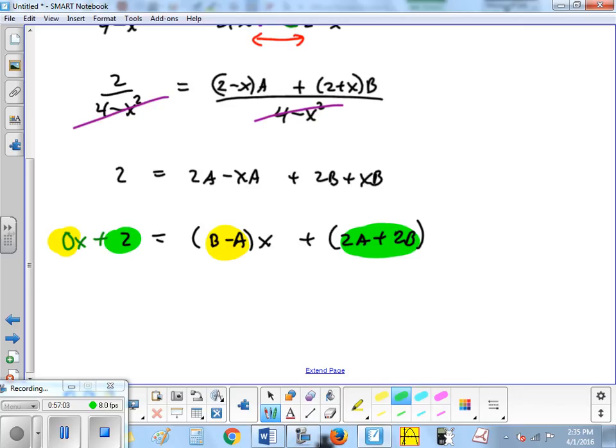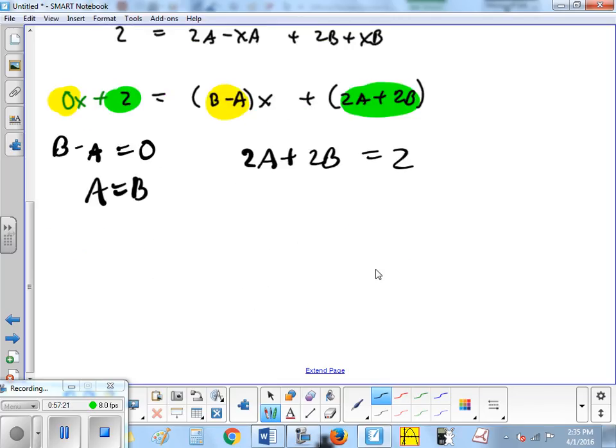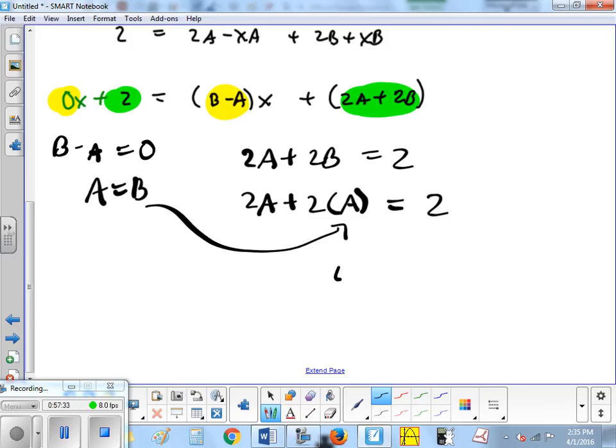Just organize it. Okay, so this means that b minus a is 0, and at the same time 2a plus 2b is 2. So the first statement is saying that a is the same as b, and if that's the case, then we can put 2a plus 2a equals 2. You can change the b to an a. So you end up with 4a equals 2, which means a is a half.